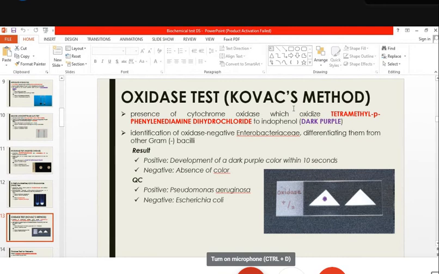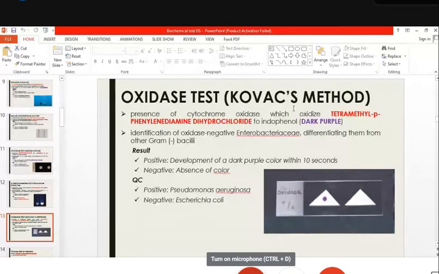So, meron din tayong alternative reagent aside from what has been mentioned, yung ating tetramethyl p-phenylene diamine, pwede tayong gumamit ng para amino dimethyl aniline oxalate, although this is less sensitive, but it is cheaper and more stable than the tetramethyl. Okay? Okay pa kayo?